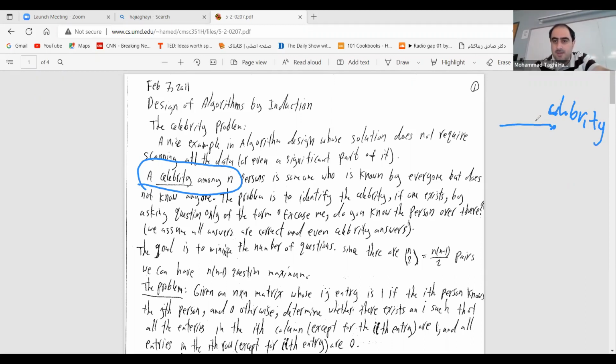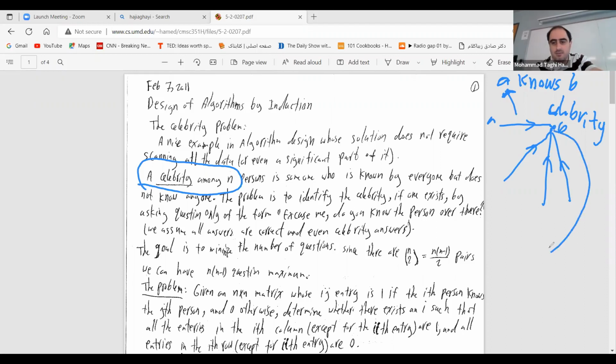To say, we have a directed graph. This person A, B. So the meaning of this is that A knows B. So A directed to B means that A knows B. A celebrity is a person that everyone else knows, but this person does not know anyone. So there is no such edge from this person.